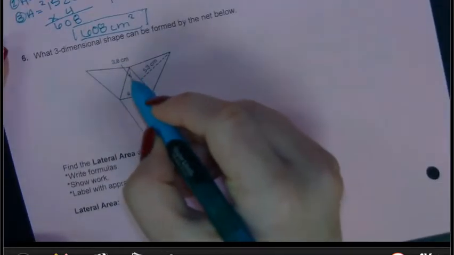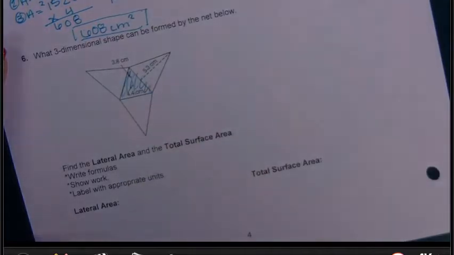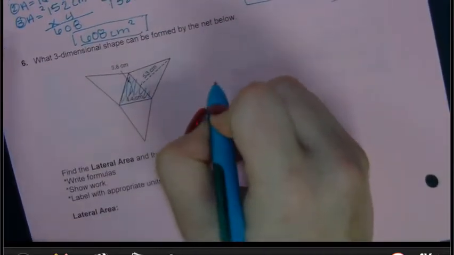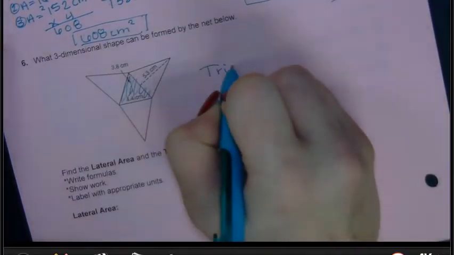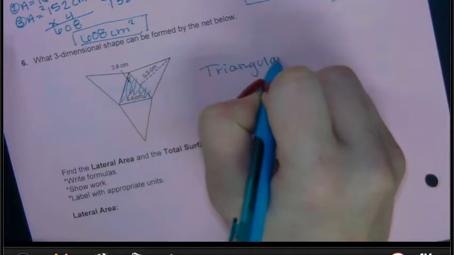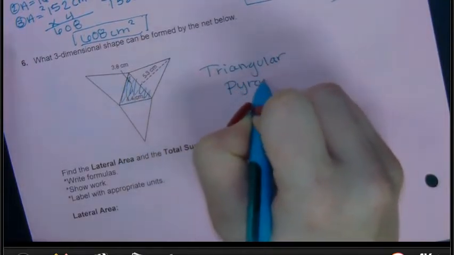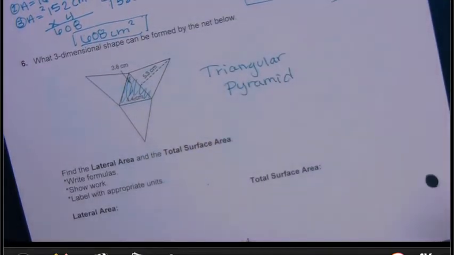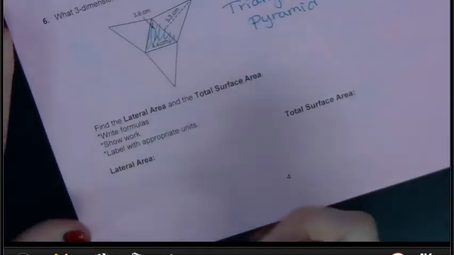All right, number 6. What 3D shape can be formed by the net below? Well, it looks like I have one base, and then I have 3 lateral sides, and they are triangles. So I have a triangular pyramid. Okay, it looks like I have a triangular pyramid. All right, so find the area of my sides.